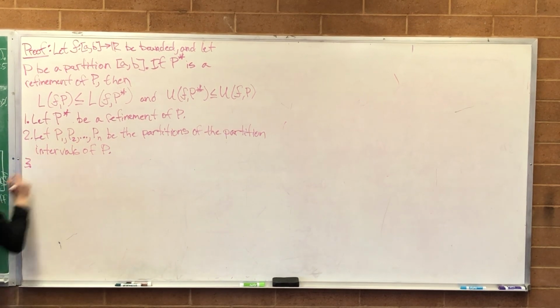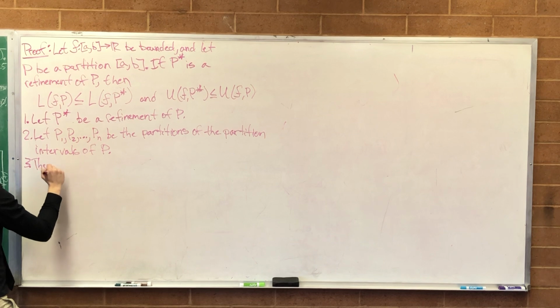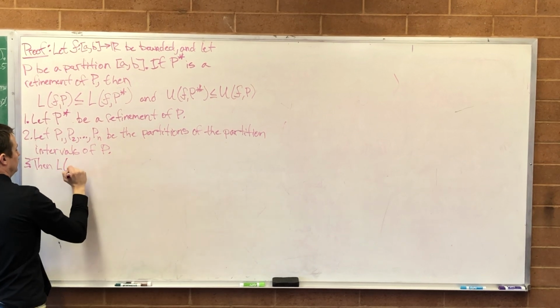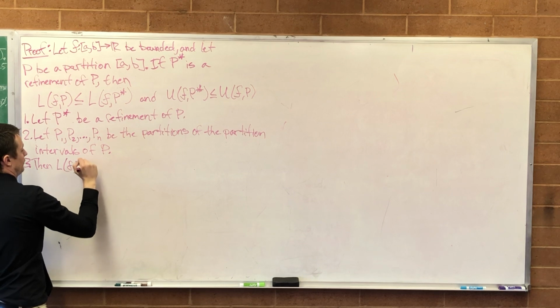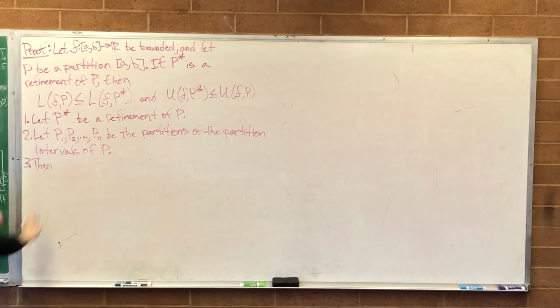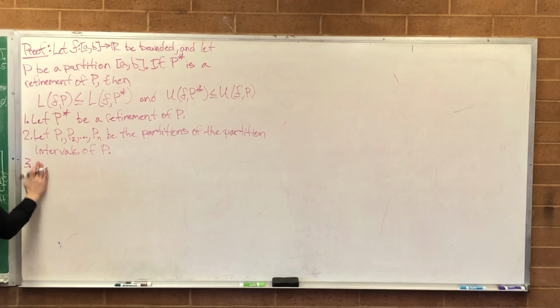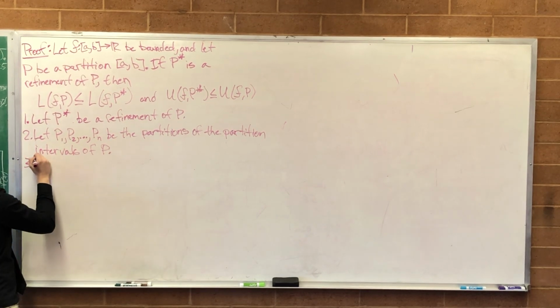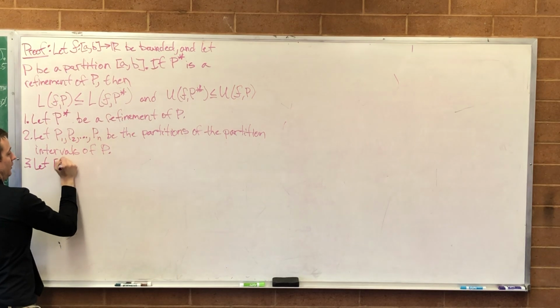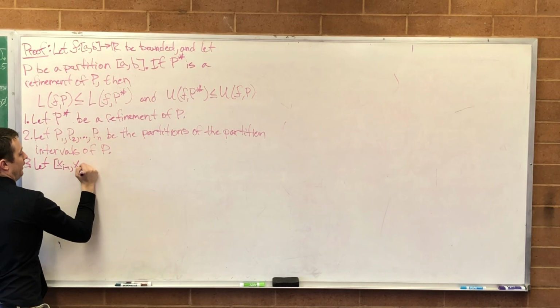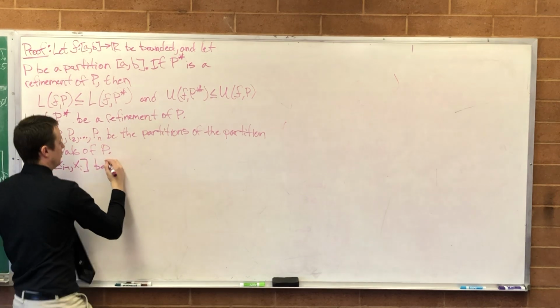So then our lower Darboux sum, what's the right way to say this? We need to pick one partition interval. For i, let x sub i minus 1 to x sub i be some partition interval of P.